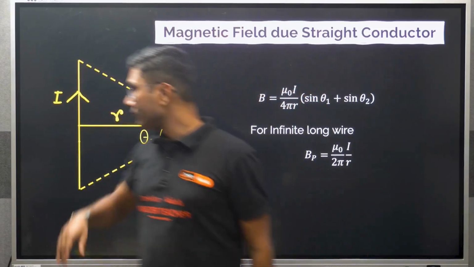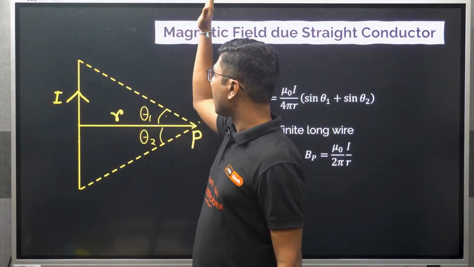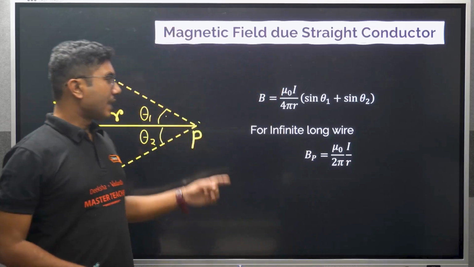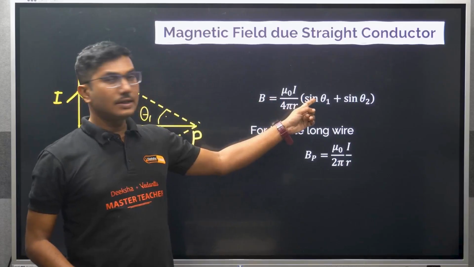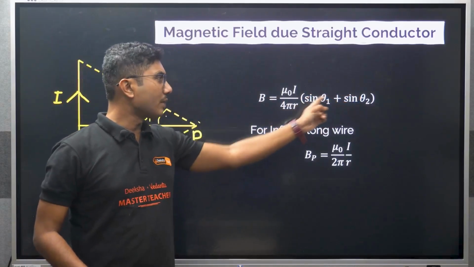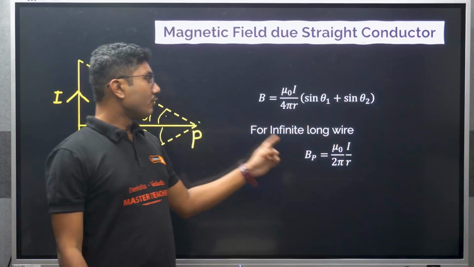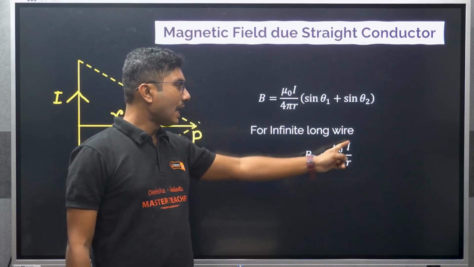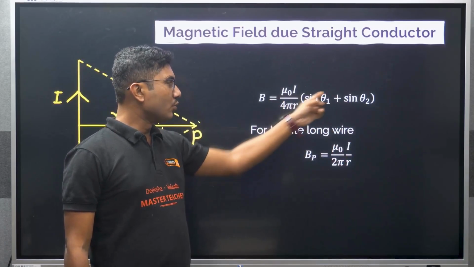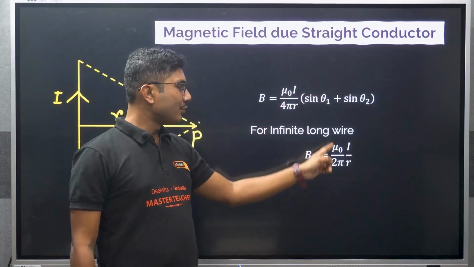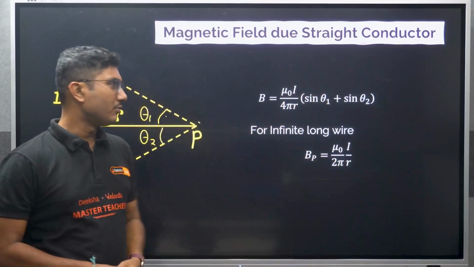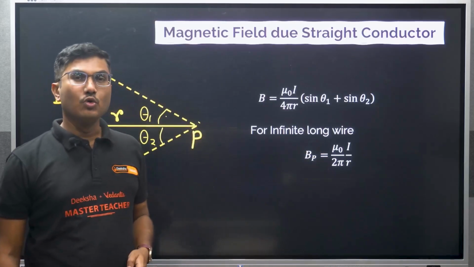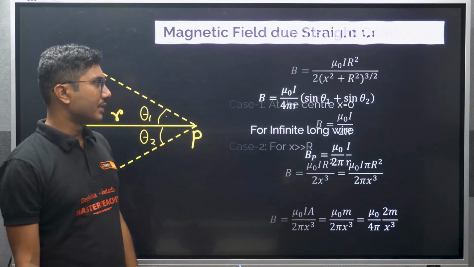But if the wire is infinite, very long, then theta 1 will go to pi by 2, and theta 2 will also go to pi by 2. So sin theta 1 is 1, sin theta 2 is also 1, and 1 plus 1 will be 2. So for an infinitely long wire, one of the two will be cancelled and the magnetic field is given by mu naught by 2 pi times I by r. This is the formula for an infinitely long wire. The same thing can be proven using Ampere's circuital law as well.